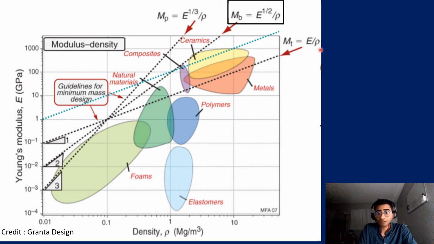The other two slopes which are highlighted over here: one is if you are trying to solve the same problem, but instead of having a beam, you are trying to solve it for a sheet. And the key takeaway from this is these are the slopes which you can just plot in this GrantaDesign. It's a free software, and you can find and define which material you want based on your objective.